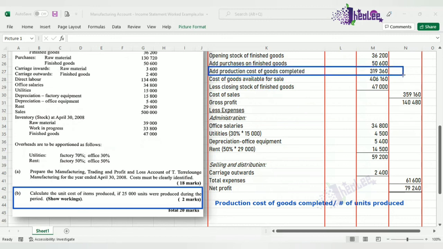So this is a figure that we're using, which is 319,360. That is the cost of production. So that is 319,600. And we're going to divide that figure by the total number of units produced. And in this case, the total number of units produced is 25,000.